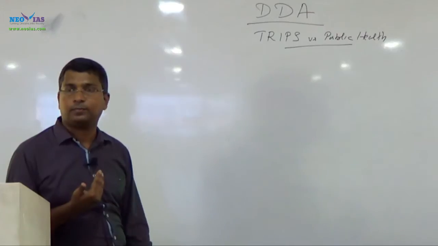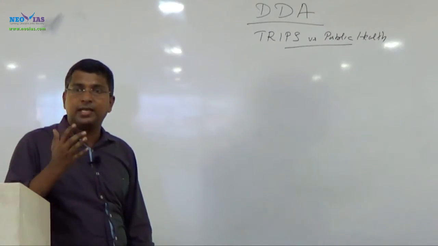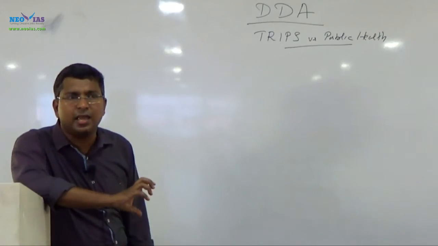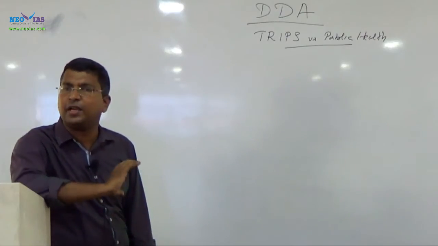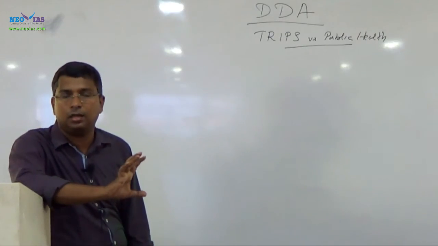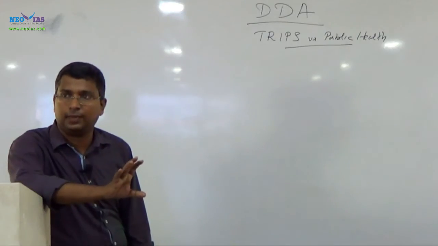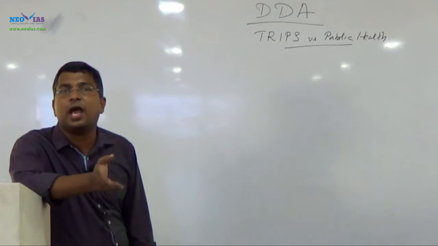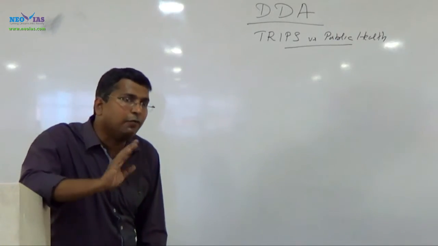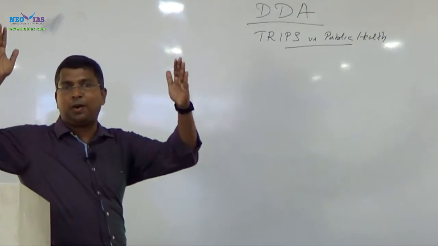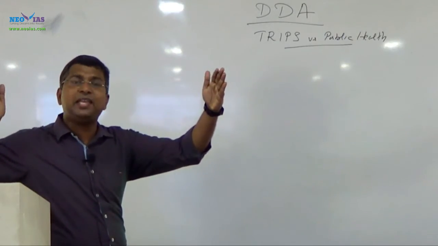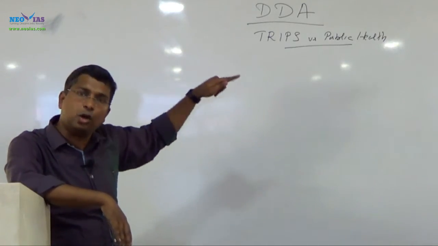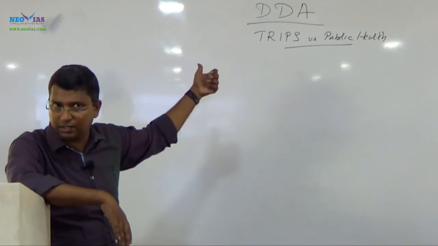It says that if a country's public health system gets affected due to certain reasons, mainly because of some emergency, mainly if a country is having an epidemic, in that case that member country can violate the TRIPS agreement. This is what is called TRIPS versus public health. So if there is a fight between public health and TRIPS, public health prevails over TRIPS. This was agreed in the Doha Ministerial Conference. That's why this Doha Development Agenda is very important.